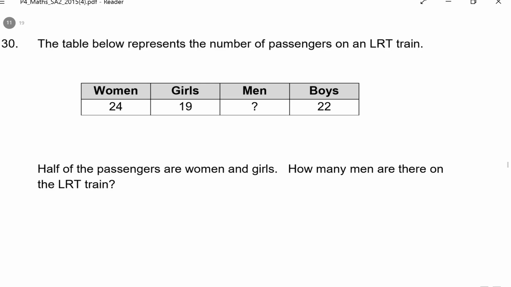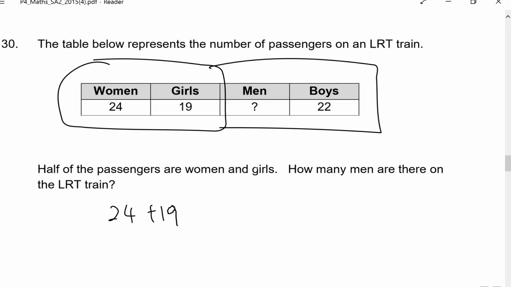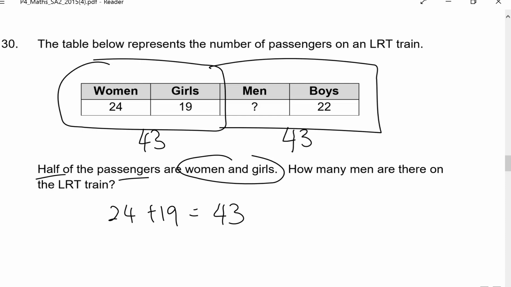Now question 30, you have got women and girls, that's one group, and you have got men and boys, another group. So you sat on the LRT and half of the passengers are women and girls. Let's find out how many women and girls there are. You have got 43 women and girls. The question says half of the passengers are women and girls. If 43 are women and girls, meaning to say half, the boys and the men will also be 43.